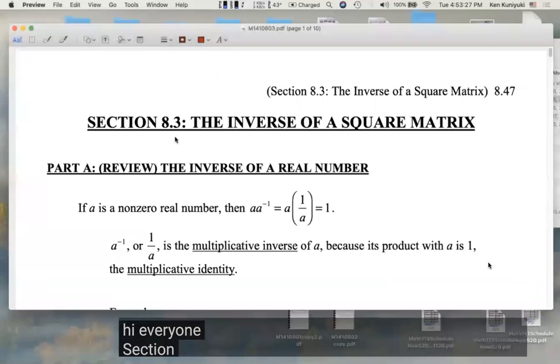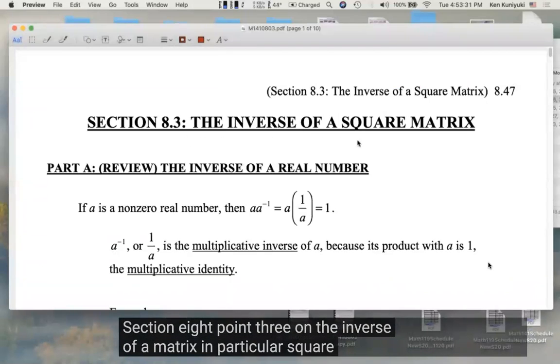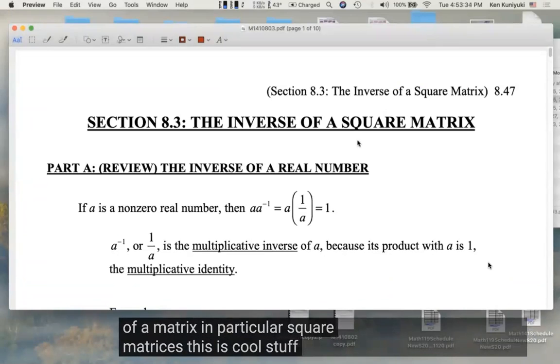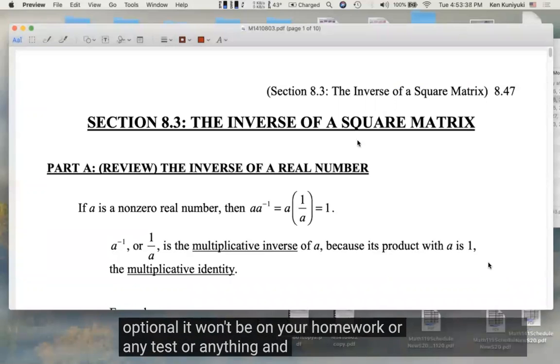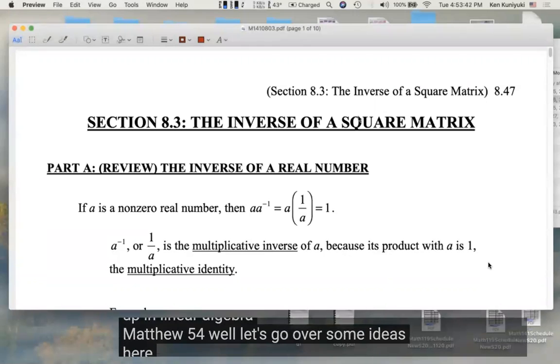Hi, everyone. Section 8.3 on the inverse of a matrix, in particular, square matrices. This is cool stuff, but it's optional. It won't be on your homework or any test or anything, and you can pick it up in linear algebra, Math 254. Well, let's go over some ideas here.